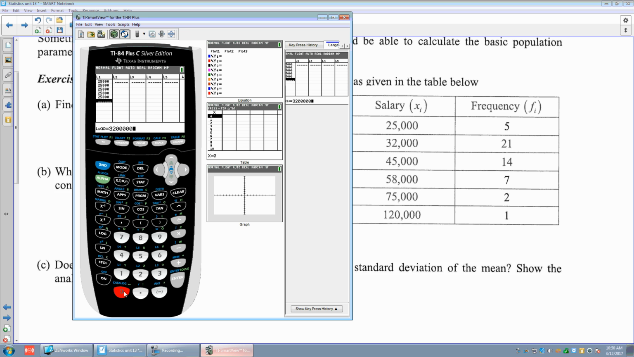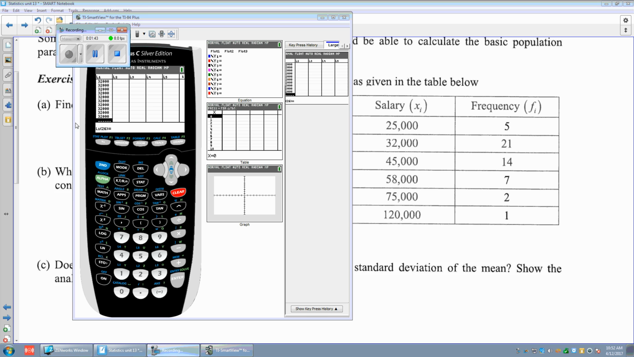Then 32,000. I'm going to type that in 21 times. So here I am on the 26th line, and you're wondering, did I type it in 20 times or 21 times? 21 plus 5 is 26, so I have to fill in the 26th line to have 21 of those. Now I'm going to type in 45,000 14 times.